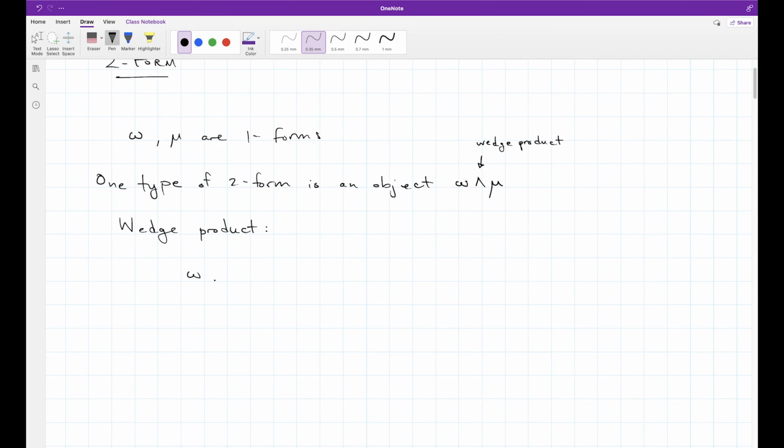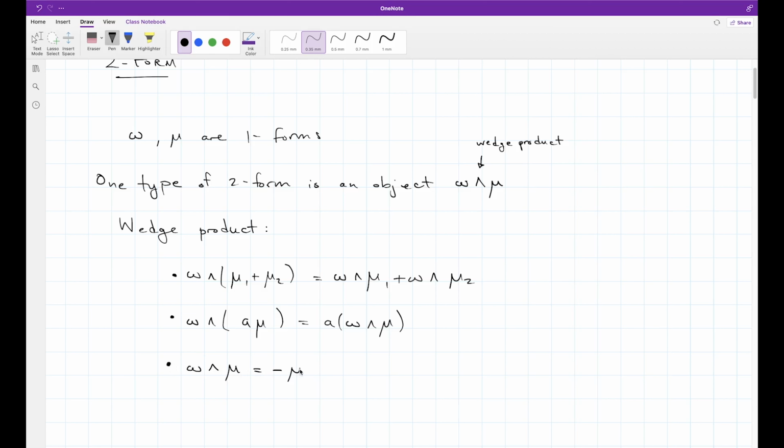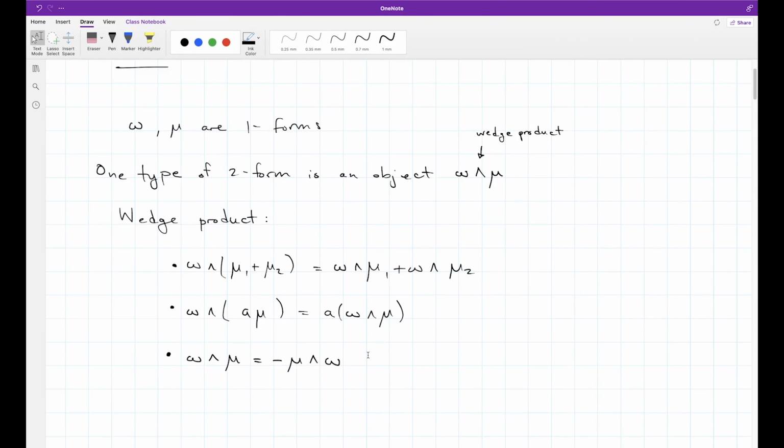Now the wedge product satisfies a few properties. The first is that it's linear, so omega wedge (mu1 plus mu2) would be equal to omega wedge mu1 plus omega wedge mu2. It's also linear over scalars. So if a is a real number, or even a complex number, although we won't be working with that here, then this is equal to a times omega wedge mu. And finally, maybe most importantly, it's antisymmetric. So omega wedge mu is equal to minus mu wedge omega. All right, good.